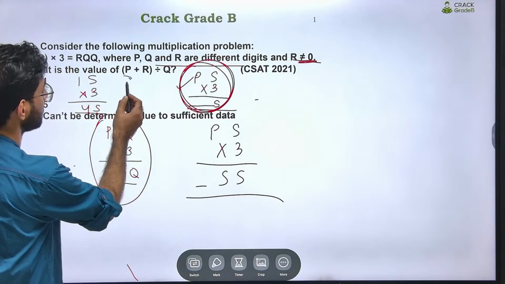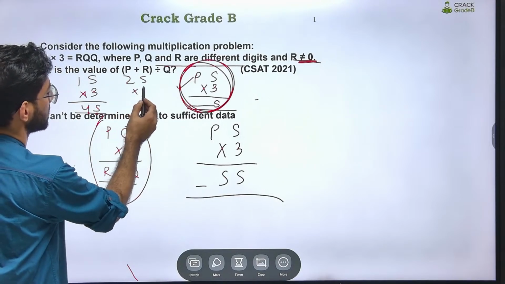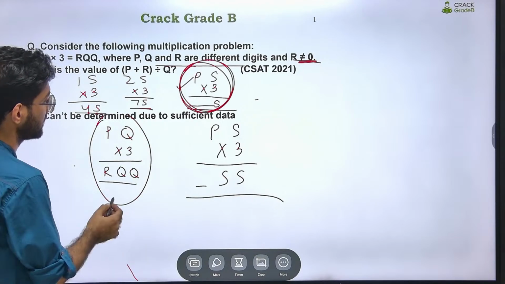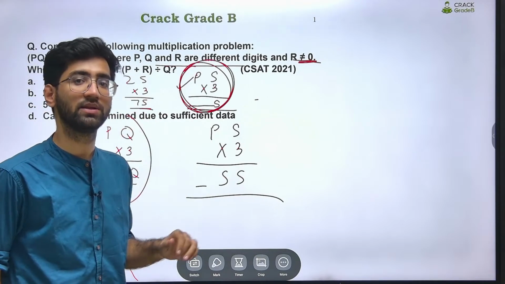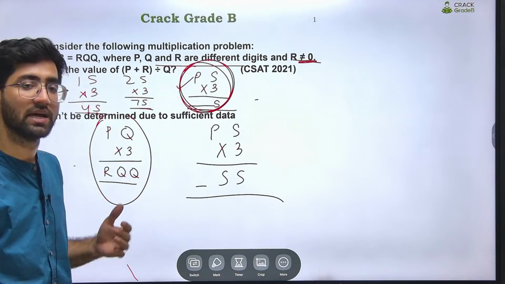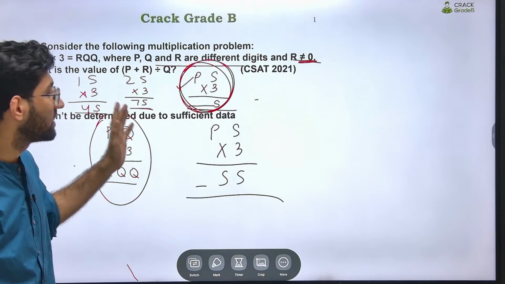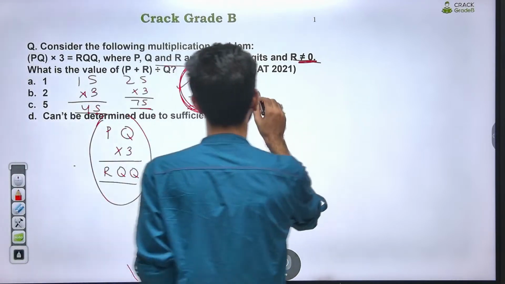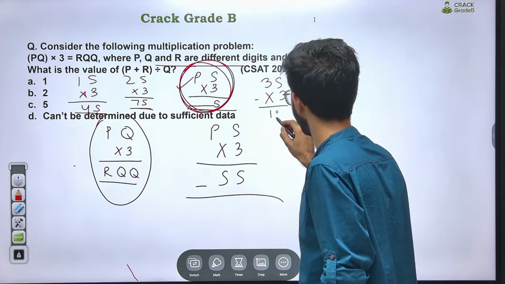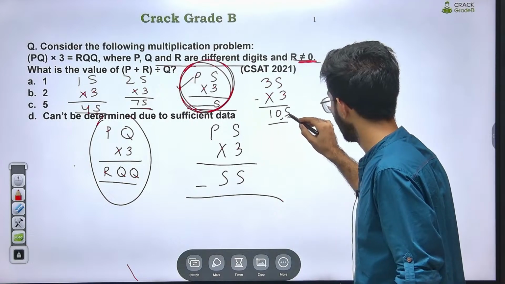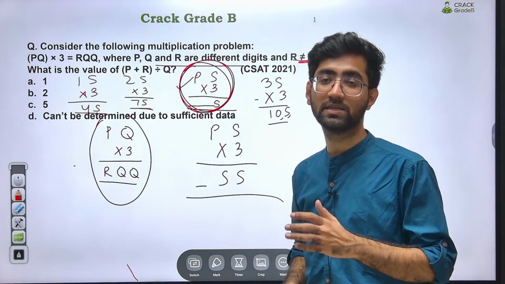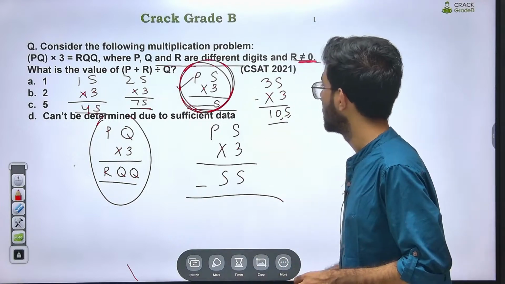Let us think that when the value of P is 2, if you assume that the value of P is 2, you will get 75. So are you getting 5 and 5 at unit and tens place? No, you are not getting. What does it mean? It means that the value of P can't be 2. Let us take the value of P as 3. So 35 into 3, so 105. So are you getting 5 and 5 at unit and tens place? No, you are not getting. What does it mean? It means that the value of P can't be 3.